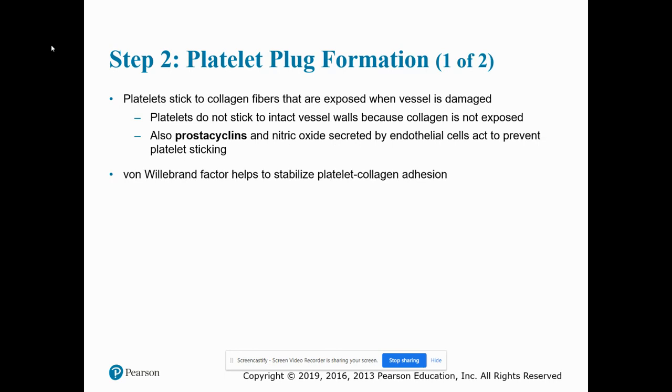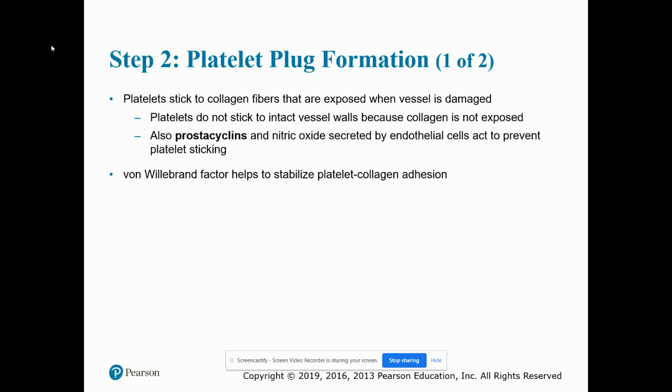Step 2, platelet plug formation. The first 2 steps are actually pretty quick, right? Step 1 was just 1 page, step 2 is 2 pages, step 3 is more than that. But anyway, step 2, platelet plug formation. Platelets stick to collagen fibers that are exposed when the vessel is damaged. So the vessel becomes damaged, the collagen fibers are sticking out, and platelets will adhere to them.